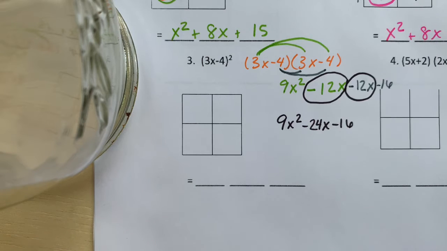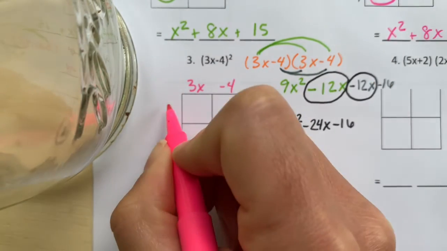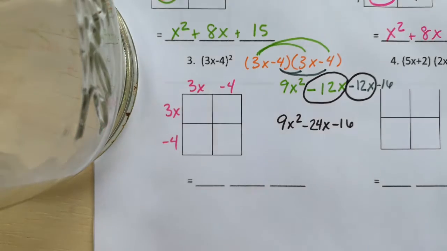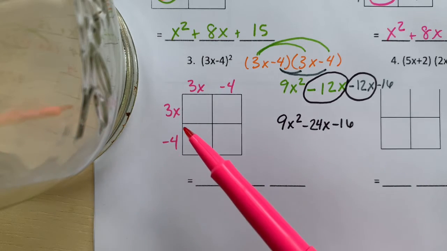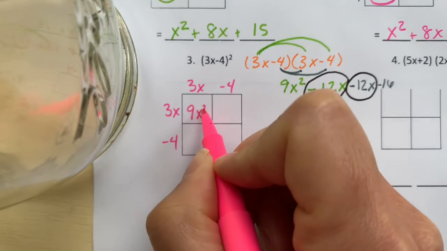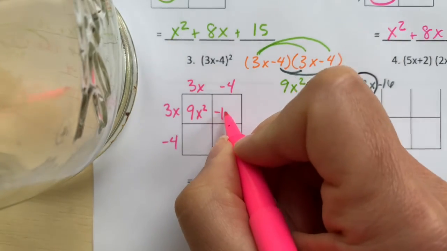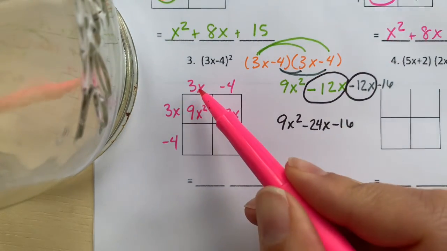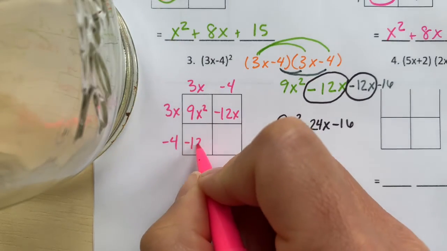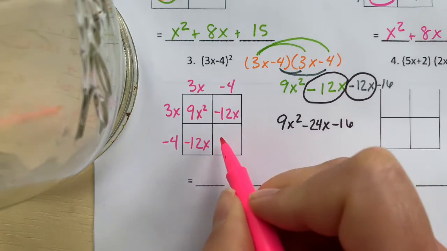If you prefer the box method, finding the area of this box, we are just going to write our 3x minus 4 and 3x minus 4. So we're going to look at what's on the outside of each of these boxes. You've been doing this since elementary school. So 3x times 3x is a 9x squared. 3x times a negative 4 is a negative 12x. 3x times a negative 4 is a negative 12x. And negative 4 times a negative 4 has to be a positive 16.